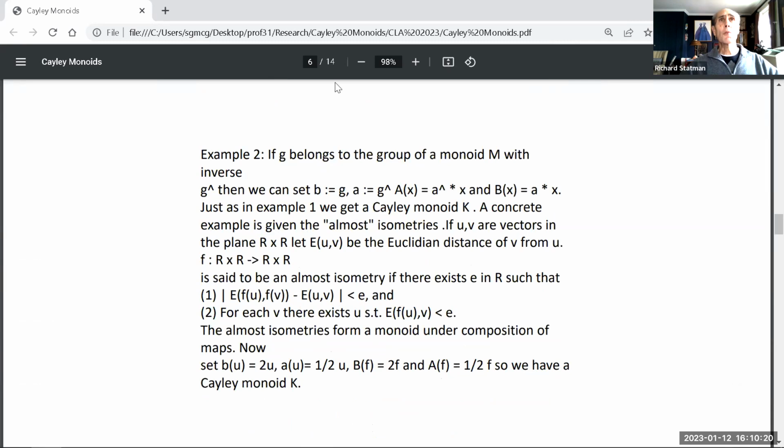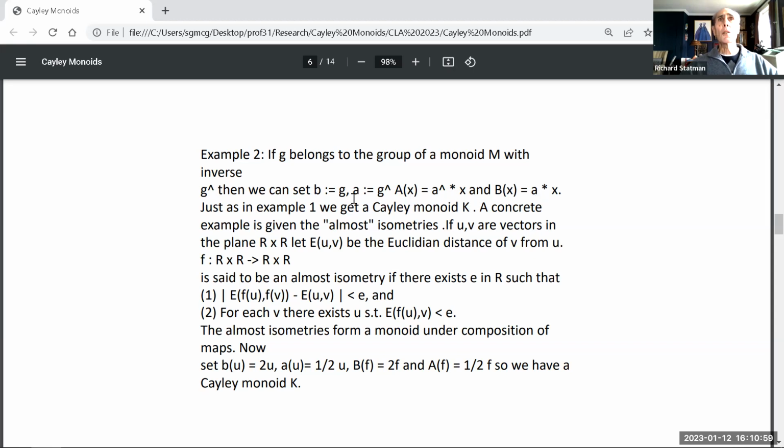But there are a lot more examples that are somewhat similar to the first one. So if I have a monoid M, and I look at the group of the monoid, the group is the set of doubly invertible elements in M. In a lot of cases, it's big. In some cases, it's very small. And G hat is the inverse. That's the easiest way for me to write it here. Then I can say A of X is multiplication by the inverse. B of X is multiplication by G. And just as an example, when we get a Cayley monoid.